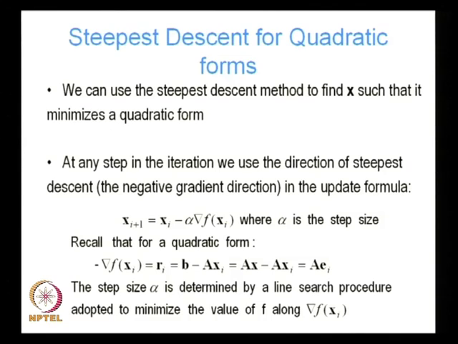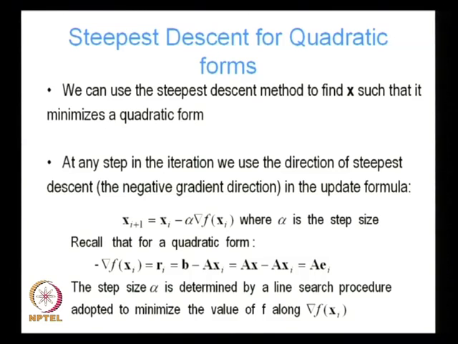So, how to determine alpha? That is all it boils down to. How to determine the step size, because the direction we have to move we know, that is the gradient direction. The steepest descent method, we move along the gradient direction, but how much should we move? Well, to determine that, recall that for a quadratic form, gradient of f of xi is equal to ri, which is equal to b minus a xi. We saw that earlier, right?